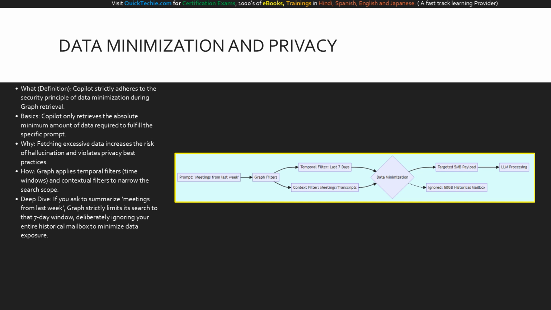The prompt asking for meetings from last week hits the Graph filters. Graph applies a temporal filter for the last 7 days and a context filter strictly looking for meetings and transcripts. These filters enforce data minimization. Notice how the vast majority of the user's data, the 50 gigabytes of historical mailboxes, is completely ignored. Only a highly targeted, minimal payload is passed forward to the LLM for processing, ensuring maximum privacy.